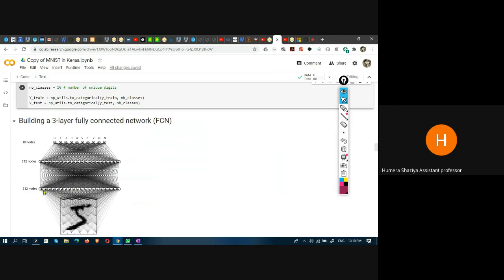And these 512 nodes are connected to every 512 node in the succeeding layer. Okay, this is the first layer, this is the second layer, this is the final output layer. Input layer, middle layer, and output layer.